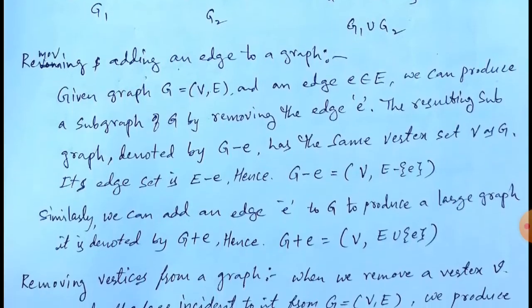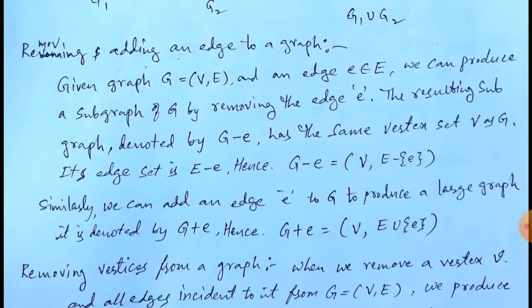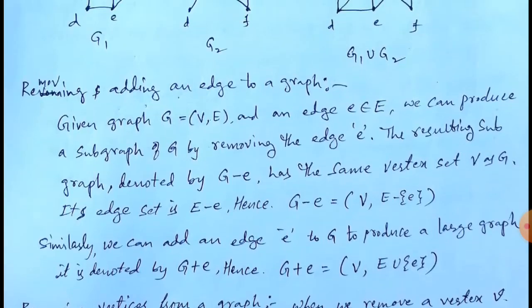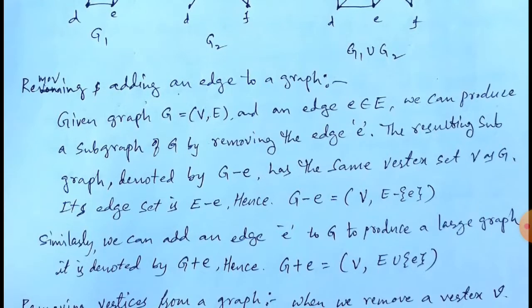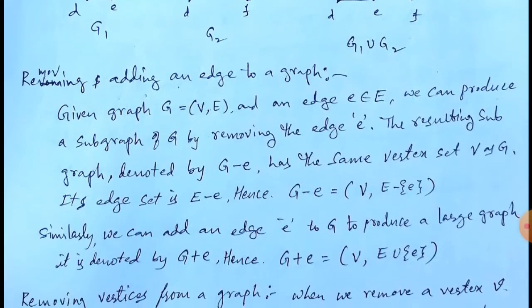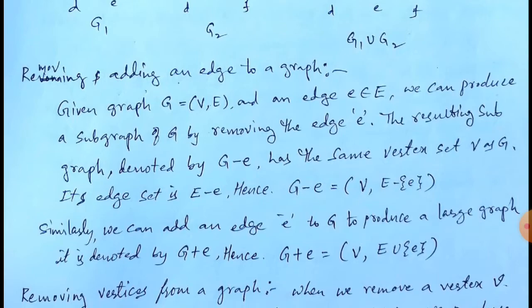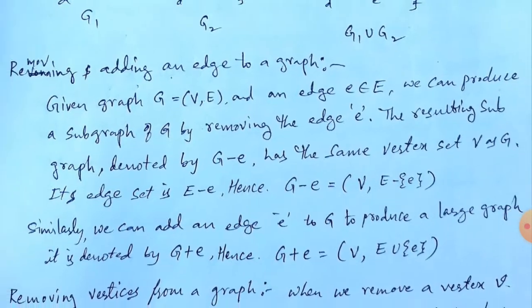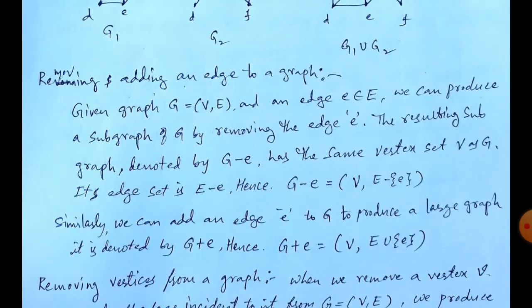Now observe clearly the next topic: removing and adding an edge to a graph. In the previous example we saw a given graph G equal to V comma E, and an edge e belonging to capital E, where small e is an edge. We can produce a subgraph of G by removing that edge e. The resulting subgraph is denoted by G minus e, because e is eliminated from the original graph. It has the same vertex set. We are not removing vertices, only edges.